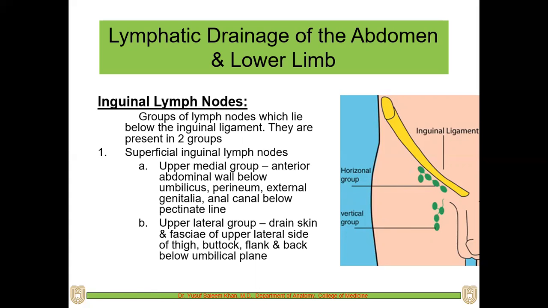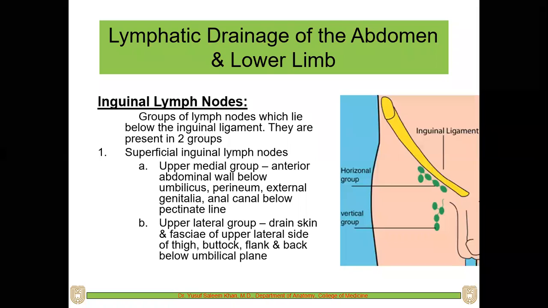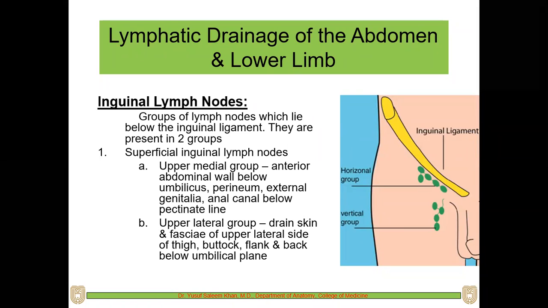So the group of lymph nodes which lie below the inguinal ligament, they will be present just below the inguinal ligament. Okay, so these are the group of lymph nodes. There are two types, horizontal and vertical. We'll talk about that. They are present in two groups: the superficial inguinal group of lymph nodes as well as the deep inguinal group of lymph nodes. They are very much similar, except that the superficial will be superficial and the deep will be deep to the deep fascia. Okay, so that's why they are called superficial and deep.